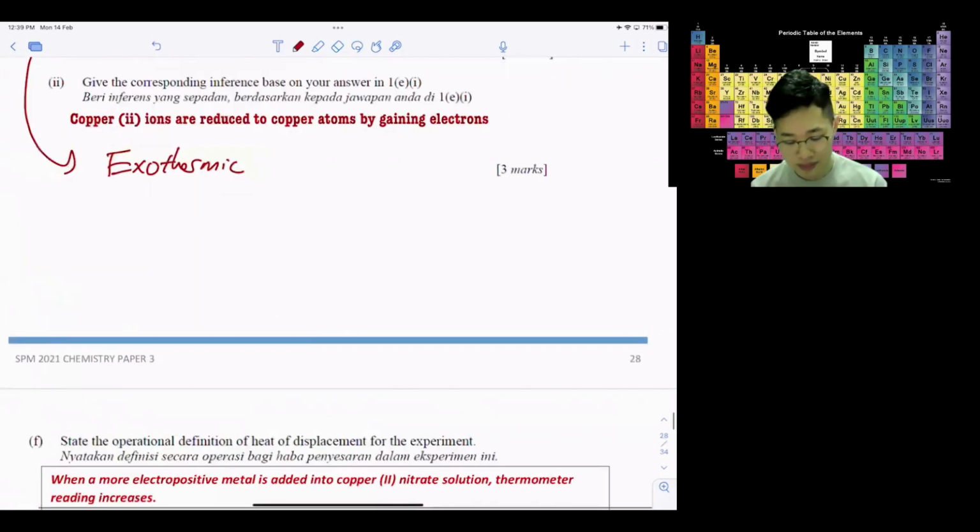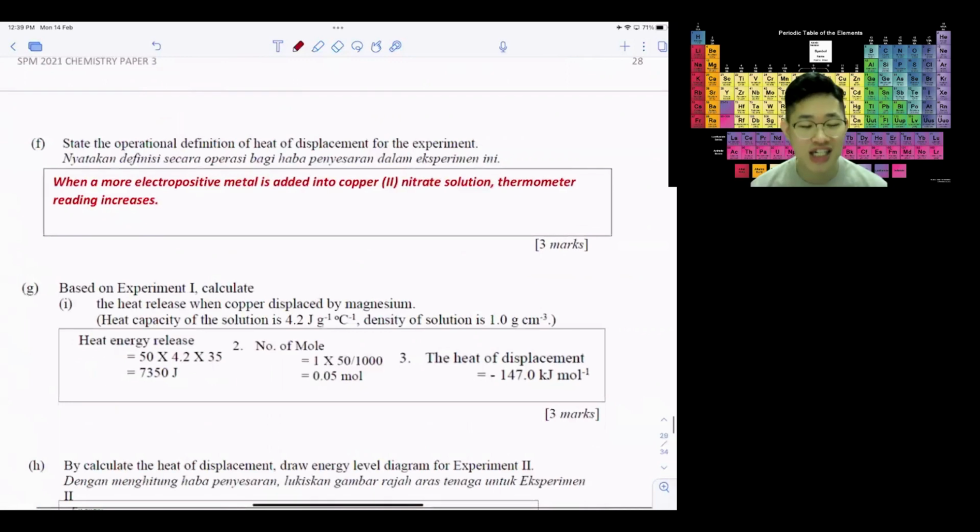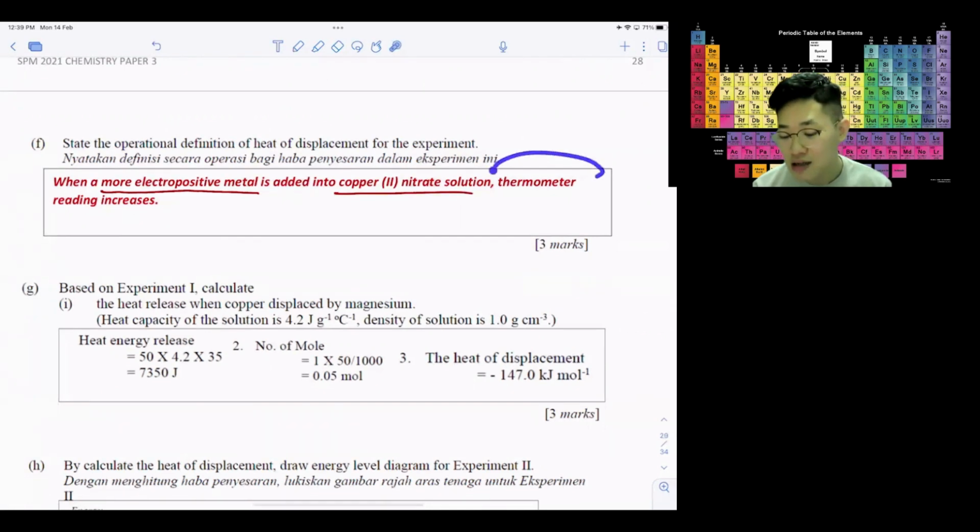Next, operational definition. So what do I do in this experiment? I place a more electropositive metal into copper 2 nitrate solution. And then thermometer reading increases. This is what I see.